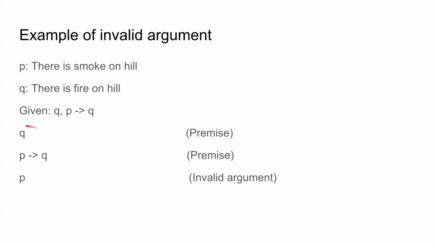Let's see what this person is doing. Q is given, so it has to be true. P implies Q is also given, and he is inferring P. So this is an invalid argument because you cannot infer this thing. You can only infer P is true if the implication is the other way. In this case, this is an invalid argument.